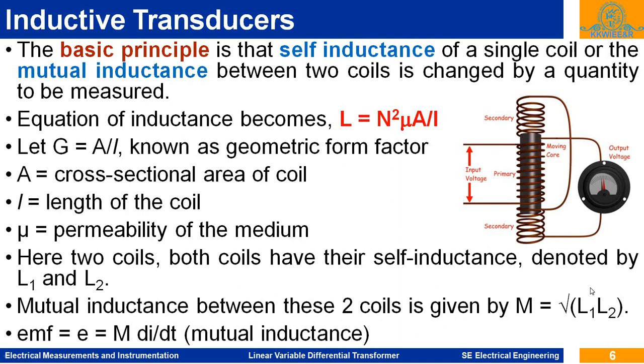So M is equal to the square root of L1 L2, and the EMF induced in the secondary coil is equal to M di by dt. In this way, there is a change in the self inductance of the primary and secondary coil with respect to the change in this iron core, which will change the permeability of the medium, and the mutual inductance M changes with L1 and L2, the inductances of the primary and secondary coil.